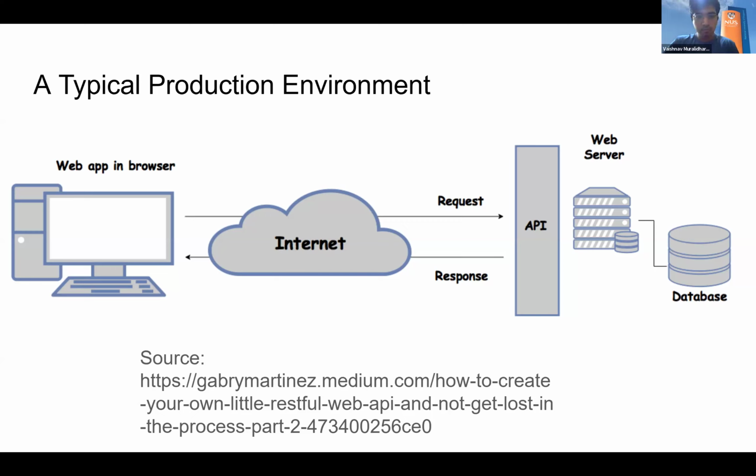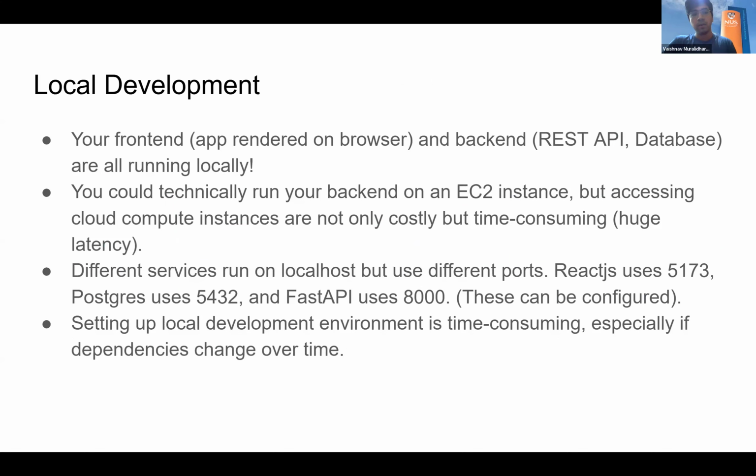But when it comes to local development, the problem is that you don't have three different computers to run your code. You have your front end, which is your application running on your browser, and your back end, which is your REST API and database. All of them are actually running locally when you're doing local development. The problem that can happen is, let's say I'm working on Orbital with a teammate, there can be some dependency mismatch, and some difference in the development environment, which is causing the application to break.